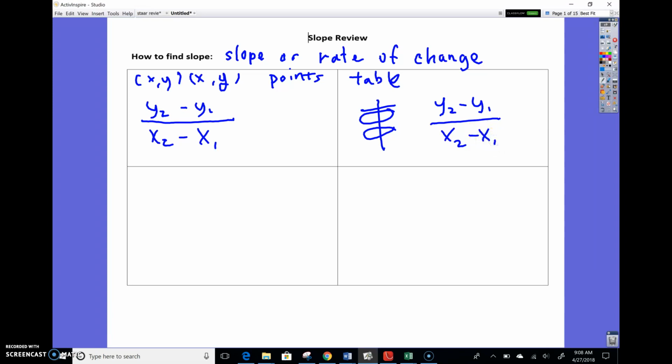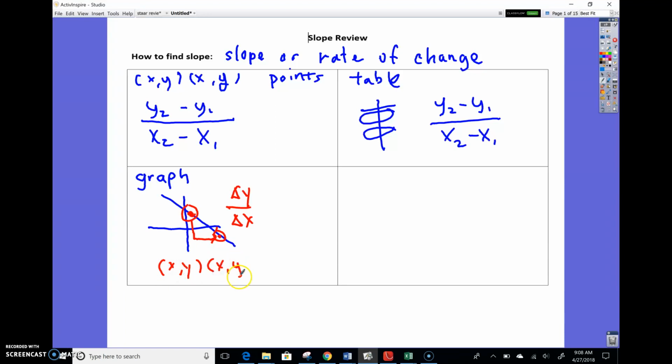The other thing that they can give you is a graph. In a graph, what you want to do is pick 2 points and see the change, so it's change in y over change in x. Or you can just figure out what those points are, change them to x and y, and use that formula up there.